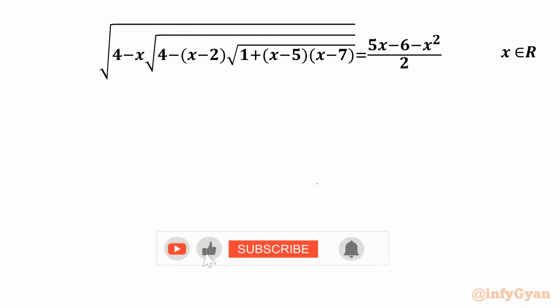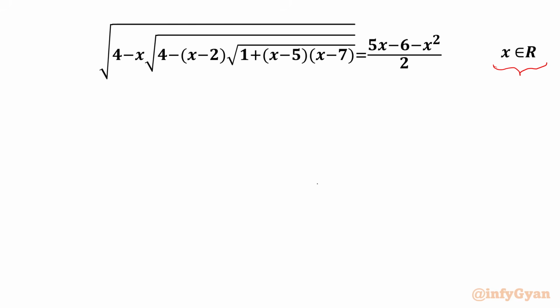Today in this video we have another very interesting question from radical equations, which we will be solving for the real values of x. So let's get started. We have a square root in LHS, so the square root must be non-negative. We will write (5x minus 6 minus x square) over 2 must be non-negative, so greater than or equal to 0.